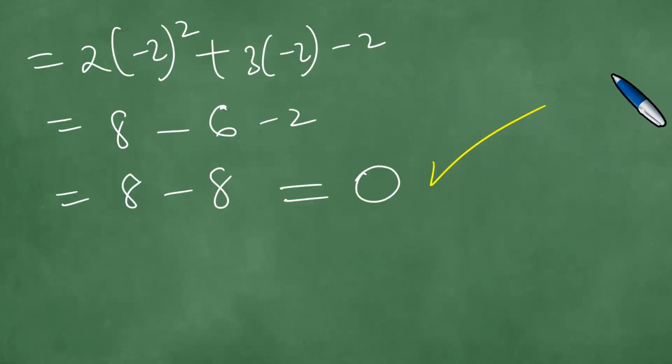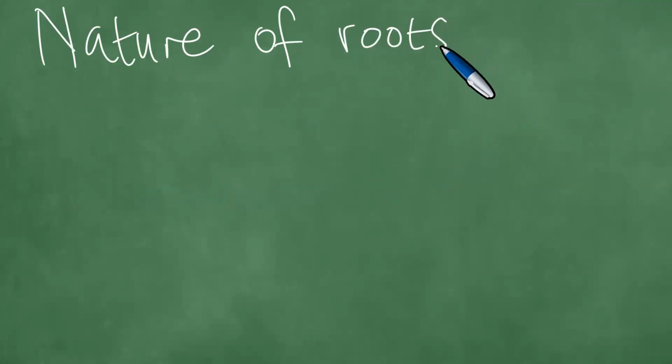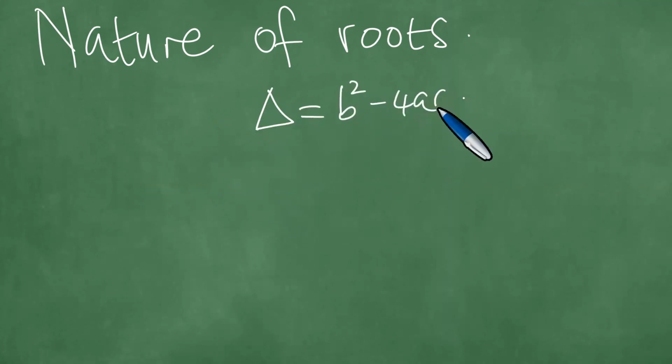Okay, now I want us to discuss something called the nature of roots. The nature of roots forms part of the syllabus, and we need to discuss it very, very carefully. Let's look at the nature of roots. Right, so if you have delta like this, delta is equal to what? It is b squared minus 4ac.